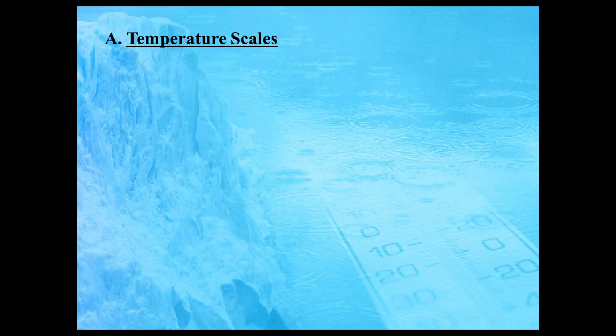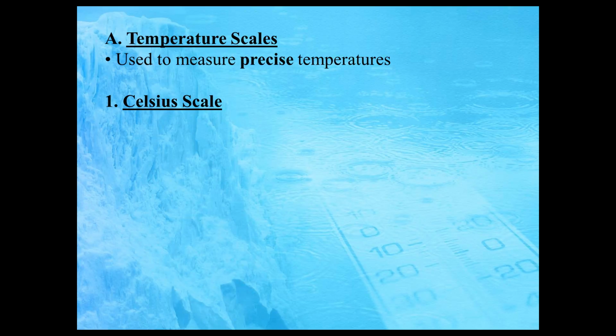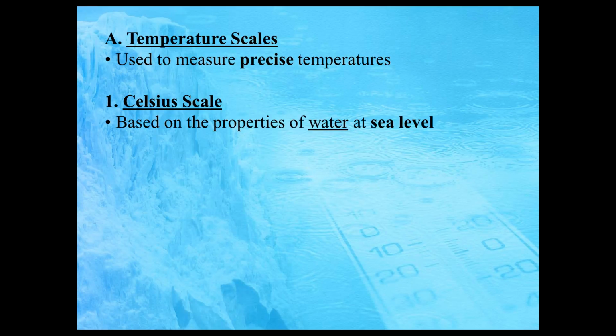All right, so let's get into the temperature scales now, starting with the Celsius scale. The objective of the temperature scales is to give us very precise temperature readings. The Celsius scale is based on the properties of water, specifically. Seems like a good idea to base it on the properties of water, considering how most of our planet is covered with water, and more specifically, the properties of water at sea level.